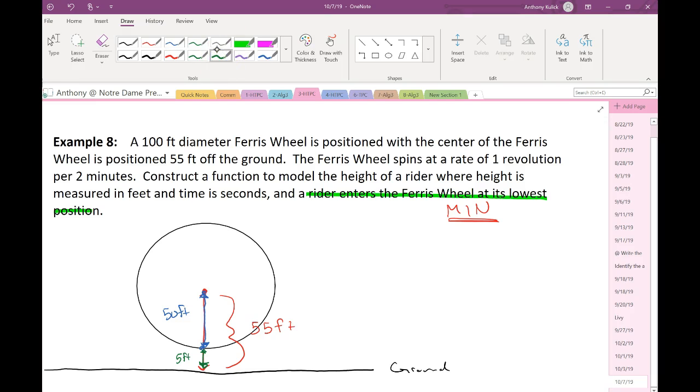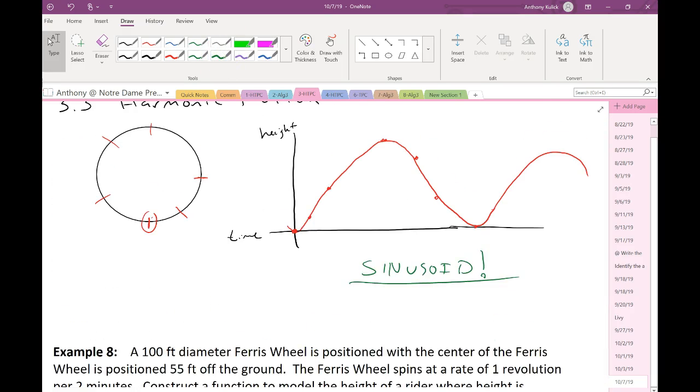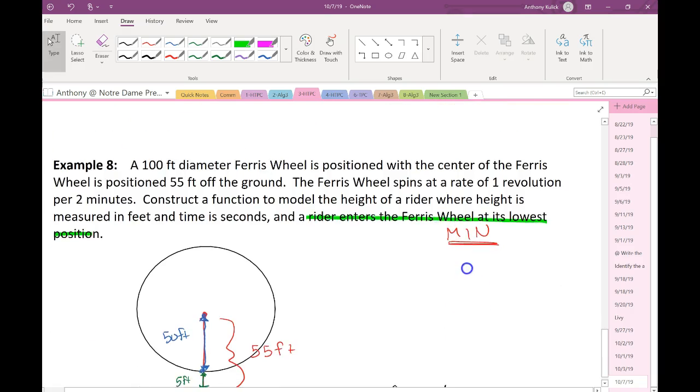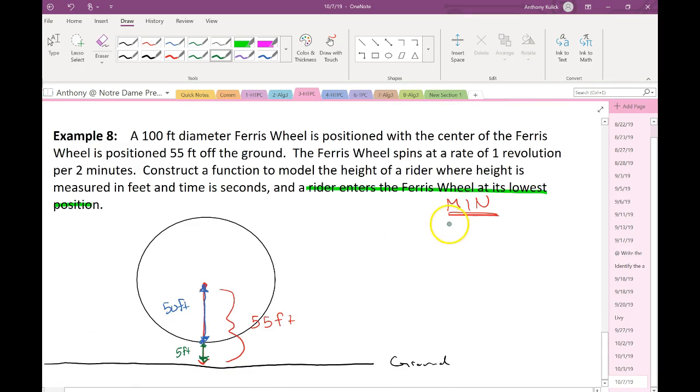If I track back to the example we showed before, we talked about the rider entering at the lowest point. Our graph is starting at a minimum. Everybody agree with that? So we had said before that when we're given a minimum, we like to use cosine. And since this graph is going to start at a minimum, what else can I say about cosine here? Fantastic.